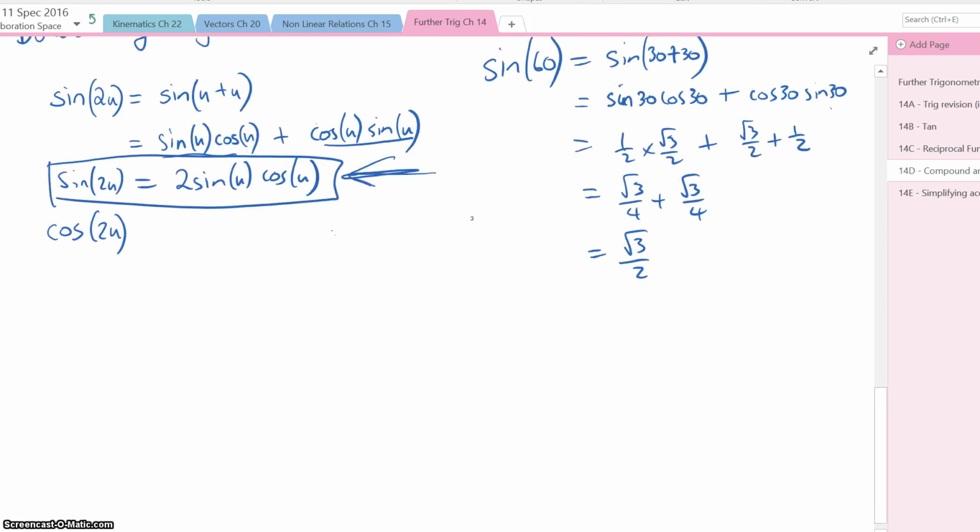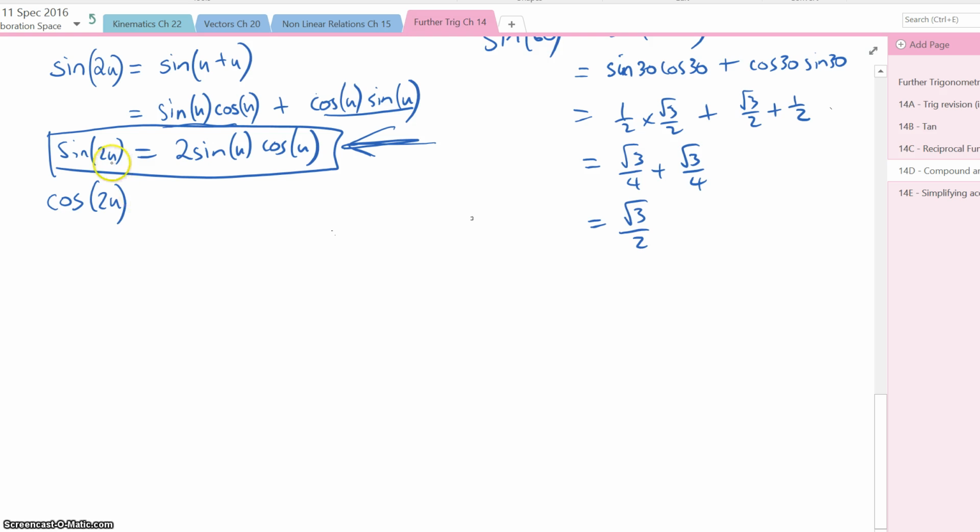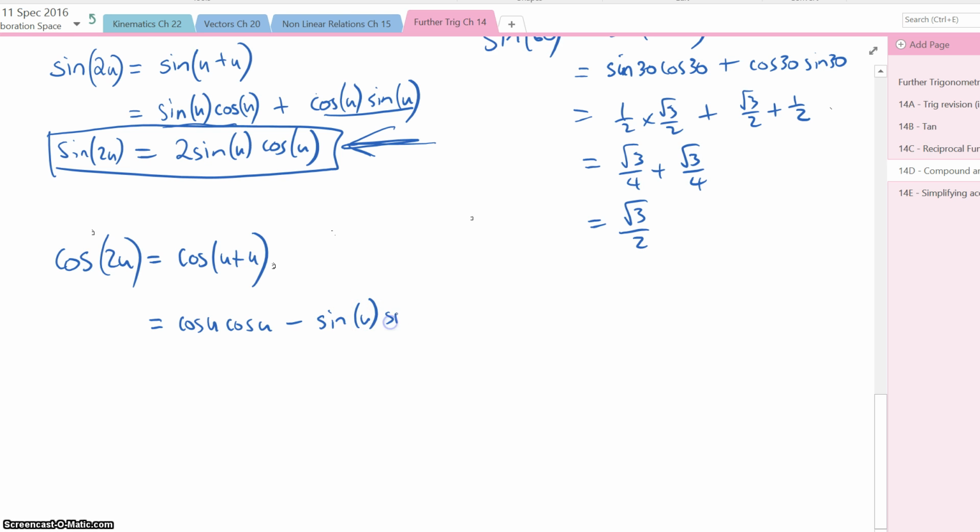Let's have a look at this one here. So cos of 2u, what does that equal? I'll bring it down a little bit so we've got a bit more space. Now again, I could make this a bunch of different ways, but I'm going to make it cos of u plus u, the plus has got to be inside the bracket like that, and that turns into cos u cos u minus sine u sine u. Okay, and that's the same as cos squared u minus sine squared u.